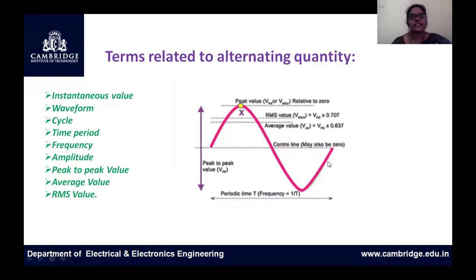So these are all the important terms related to the alternating quantity. These are all the things we are going to discuss in module 1 in detail.